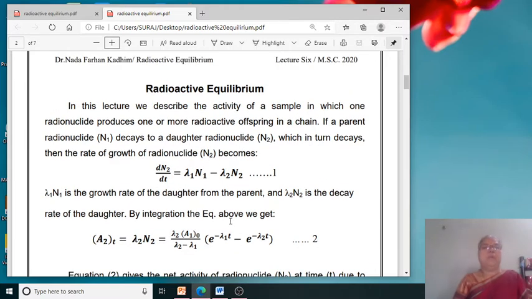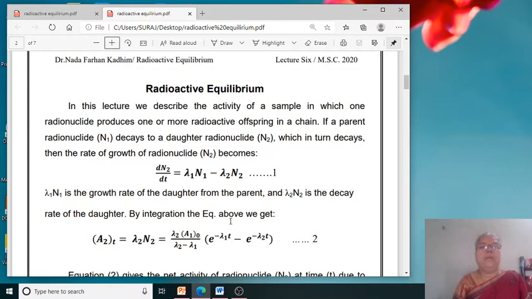So, welcome students to the physical chemistry lecture, and today you are going to study what radioactive equilibrium is. A radioactive element disintegrates and produces daughter nuclei. If that daughter nuclei is also radioactive, then it disintegrates and produces its own daughter nuclei, and so on, up till the formation of a non-radioactive element.